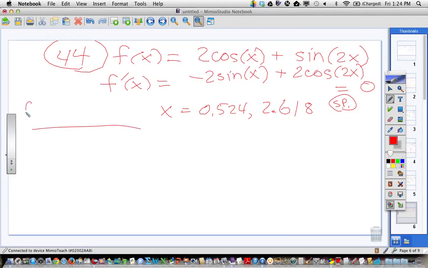So I label this F prime. I put on 0.524, 2.618. Pick some numbers in between, 0.5, 2, 3, and I'm going to do what with those numbers? Put them into F prime.